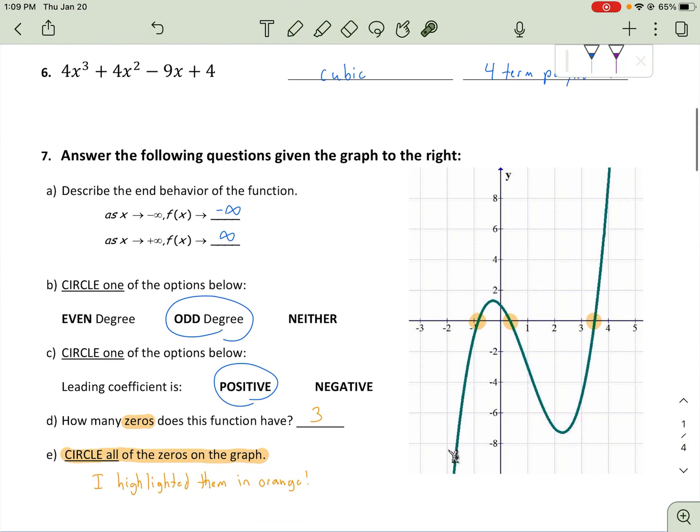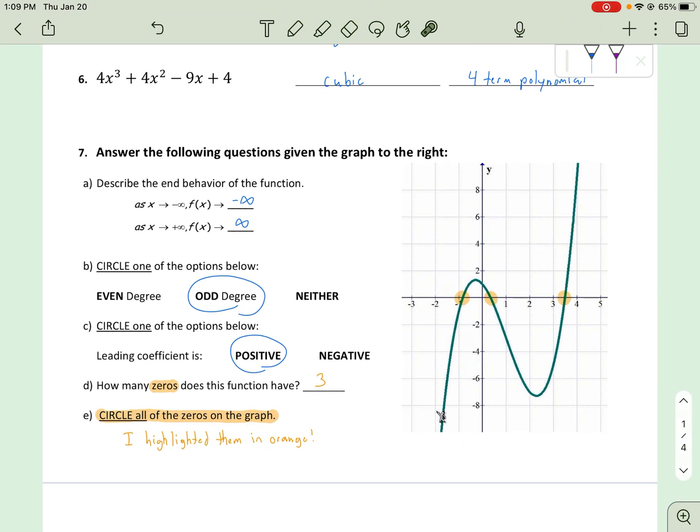Okay, looking at this graph, I have it all answered, but I'll explain it. So remember, as x goes to negative infinity just means as you look to the left. So as the graph goes left, which way does it go, up or down? And you can see it's going down, so it goes to negative infinity. This means as x goes to the right, which way does the graph go? It's going up, so it goes to infinity.